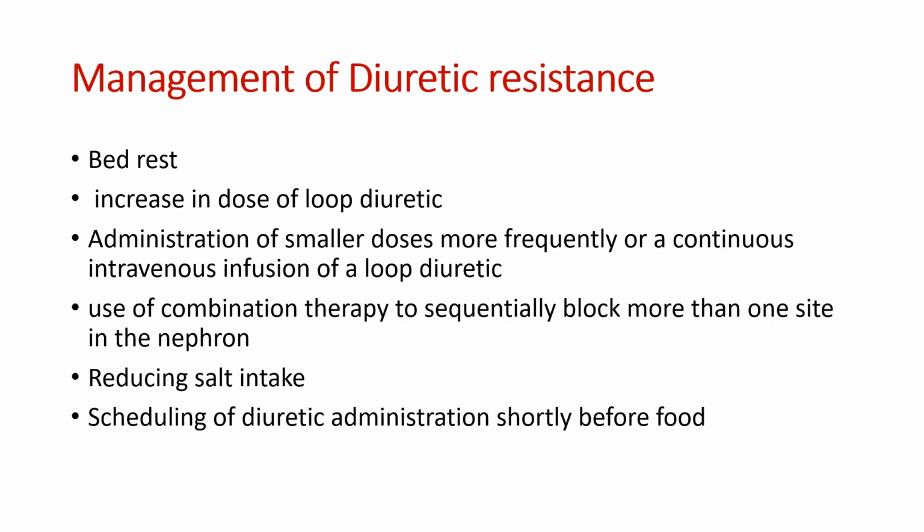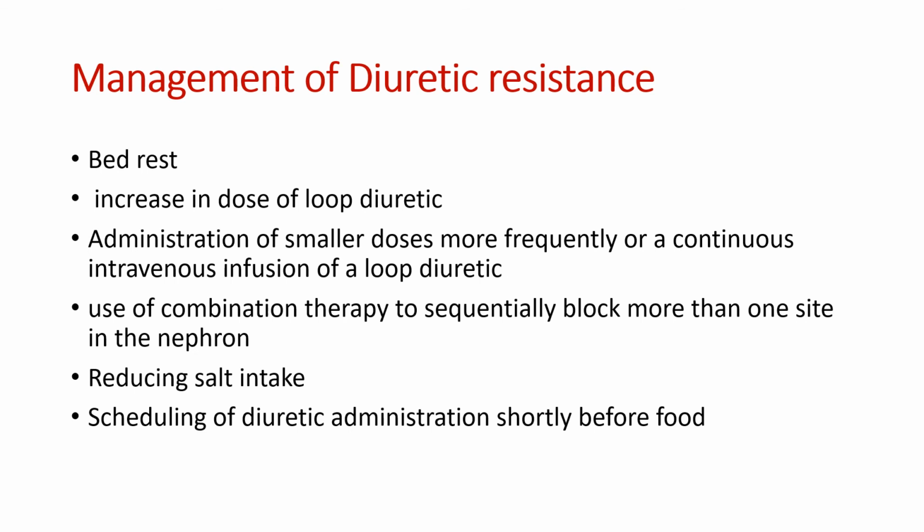Diuretic resistance can be managed by the following steps. So, increase bed rest because it will increase the renal blood flow. An increase in the dose of loop diuretics can be tried because loop diuretics have a high ceiling effect, so the dose can be increased. And smaller, more frequent administration or continuous intravenous infusion of loop diuretic can be helpful because it makes the diuretic more available at the active site for a prolonged period.